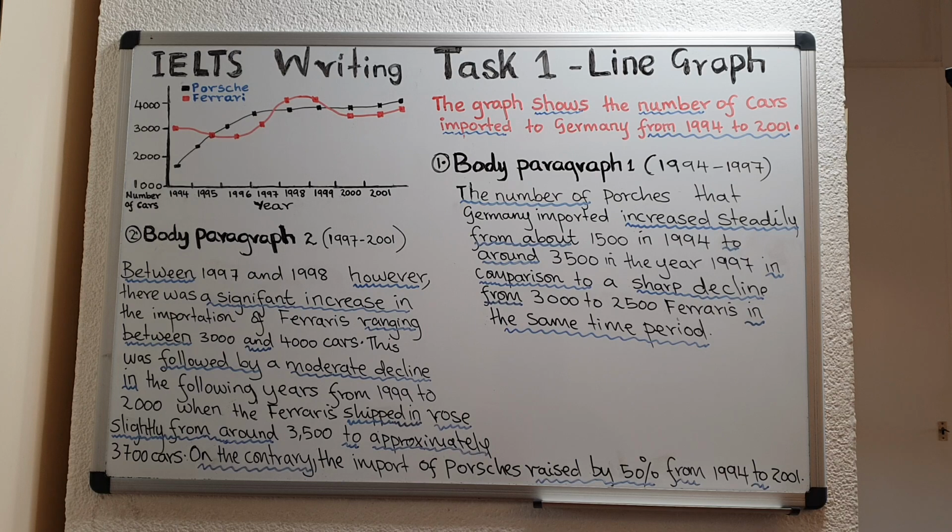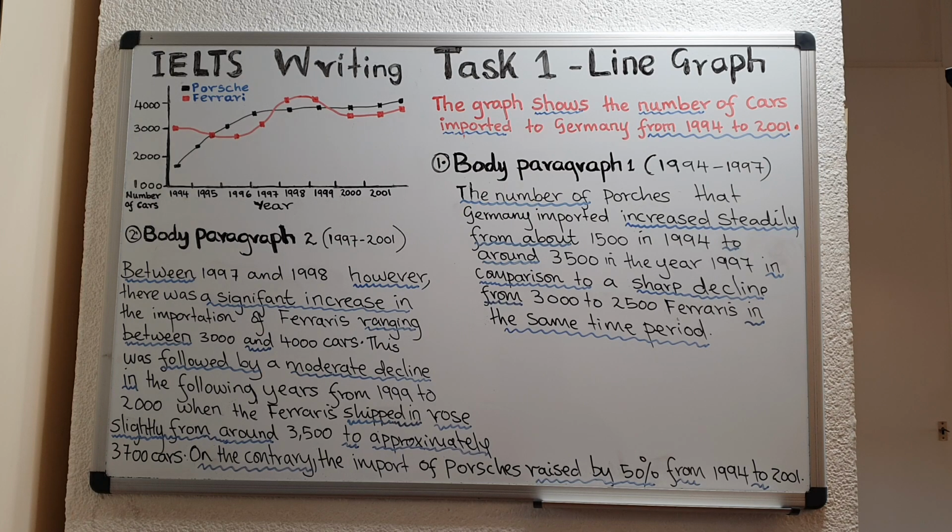Now, remember, your Writing Task 1 is supposed to be made up of 4 paragraphs. The first paragraph is the introduction. The second paragraph is the overview. After that, you're supposed to write 2 body paragraphs. In this lesson, we are going to look at body paragraph 1 and body paragraph 2.